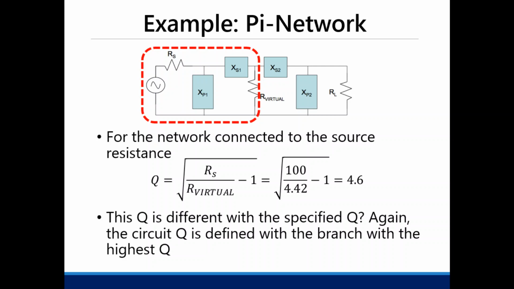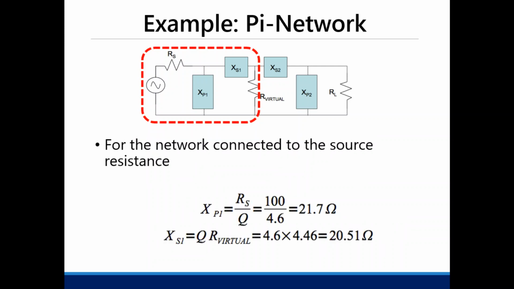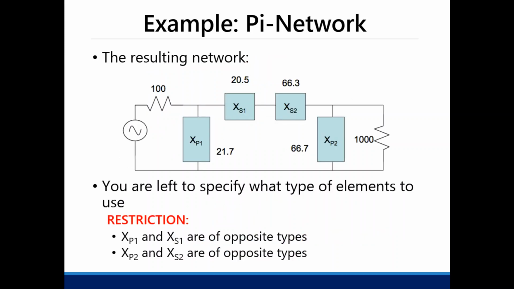So now let's use that Q to match the source resistance to the virtual load, and you'll get these two values for your parallel and series impedances or reactances. So just a note, you're left to specify what type of elements you'll use. Just note that if you choose this to be a capacitor, this should be an inductor. If you choose this to be a capacitor, this should be an inductor. So you have the freedom to choose.